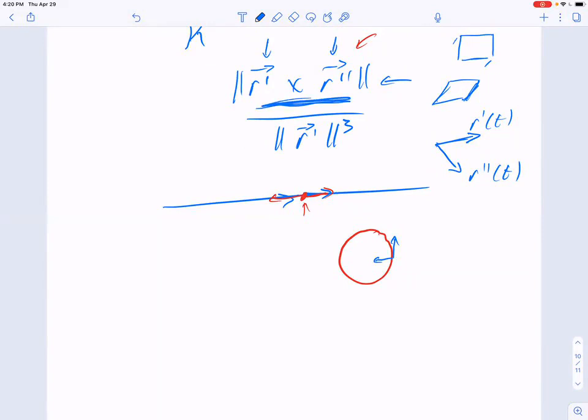Okay, so hopefully this is somewhat enlightening as to why this is the right expression for curvature. Any questions? Questions? Very well. Don't be shy, but we're going to go on to the worksheet since no one has any questions.